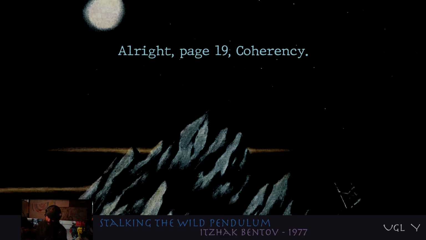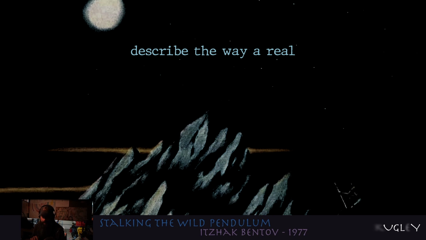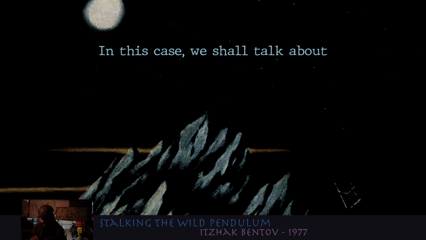All right, page 19, coherency. It would be good at this point to describe the way a real hologram is made so that you become familiar with this important concept. By coherency, we mean an order of a certain kind. In this case, we shall talk about coherent light, without which a good hologram cannot be made.